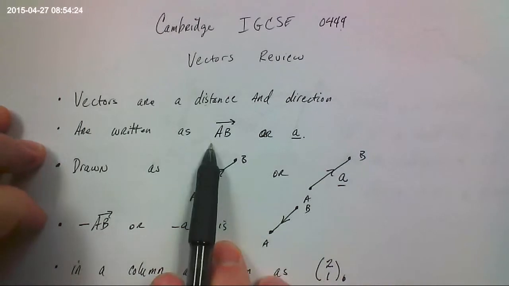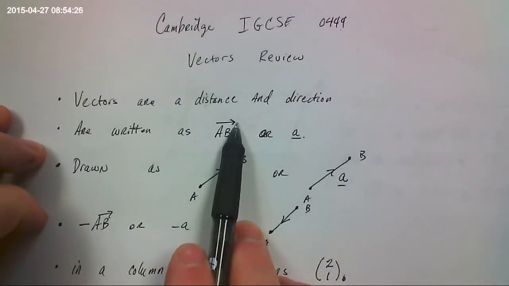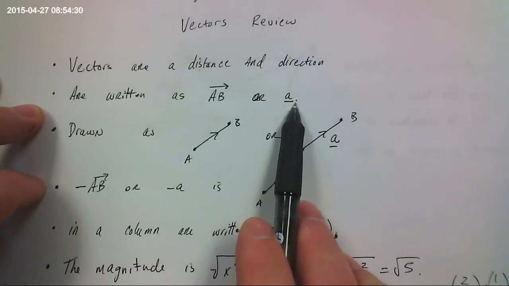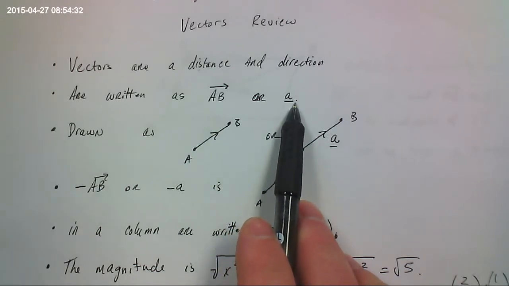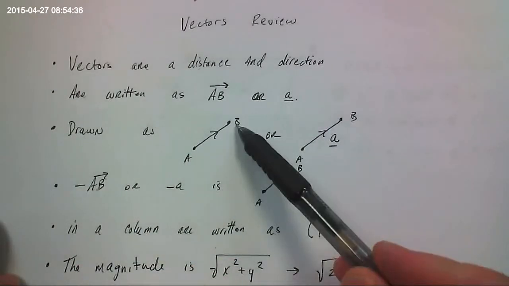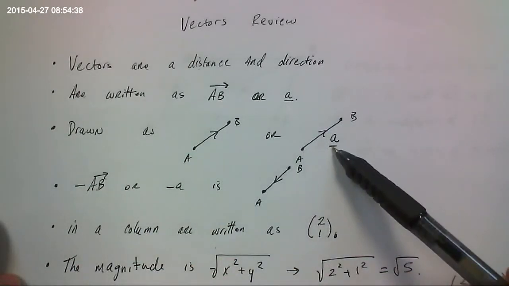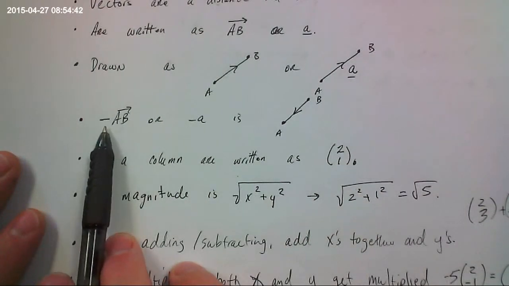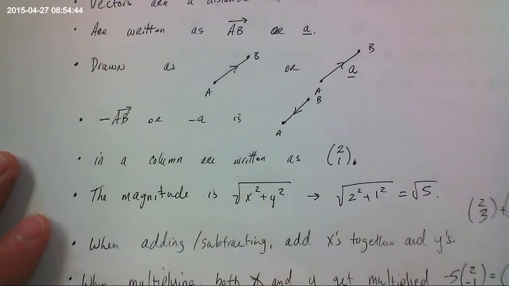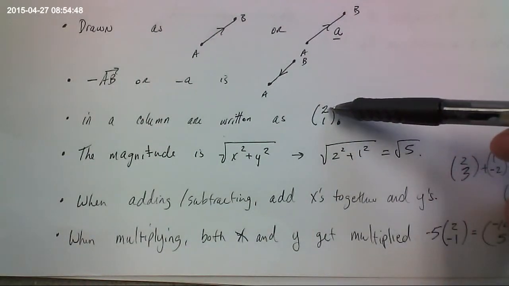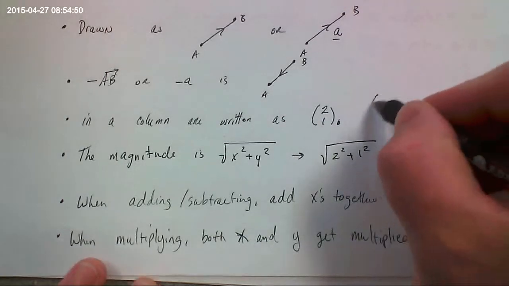Sometimes they're written like this, capital letters with the arrow in the top, or sometimes it's a lowercase letter. If you draw it by hand, you have to put a line underneath, and if it's printed, it'll be a bold letter. They're drawn like this: A to B, or A to B being the vector A. You can change the direction like this, and written as a column, it's the X on top, the Y on the bottom, like that.